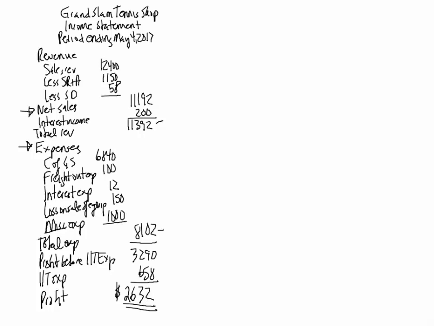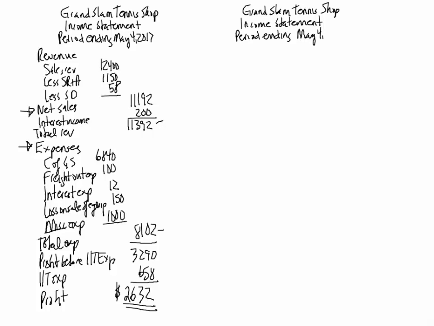All right, so now let's look at the multiple step income statement. Now, sometimes students will put in brackets multiple step, but actually multiple step income statements are never, ever denoted as such. They're still just called income statements. So no difference in the title.